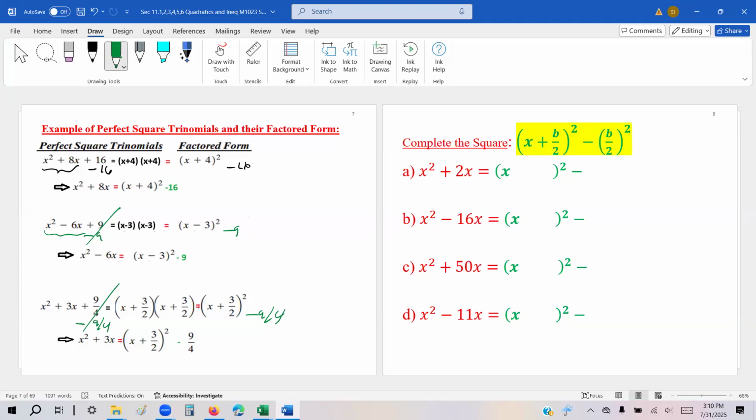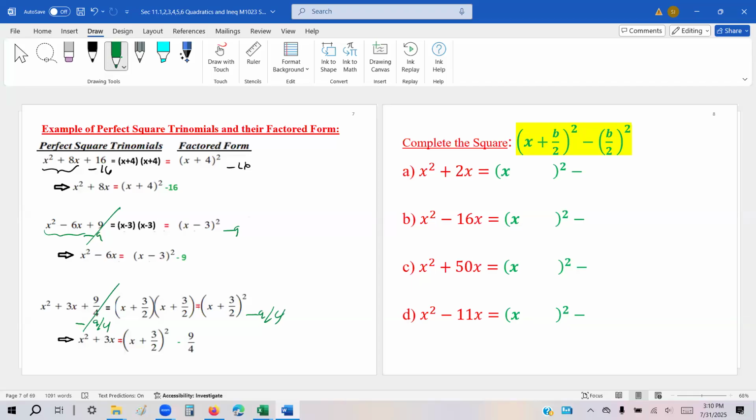x squared plus 2x, complete the square. So definitely it is x and then what? Plus or minus? Plus. So x and then half of 2 is +1. So this is x plus 1 squared. And how much do you have to subtract? 1 squared, right? You take half of that inside and the square outside. What is 1 squared? Oh, 1. So 1 times 1 is 1 squared.